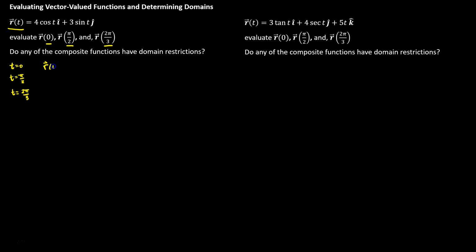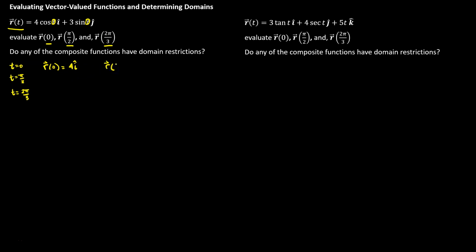So r at 0 would mean replace t with 0. Well, 4 times cosine at 0 is 4. So we have 4 i hat. And then 3 times sine at 0 is 0, because sine is 0 at 0. So the vector r, with t equals 0 plugged into it, creates the vector 4 i hat.